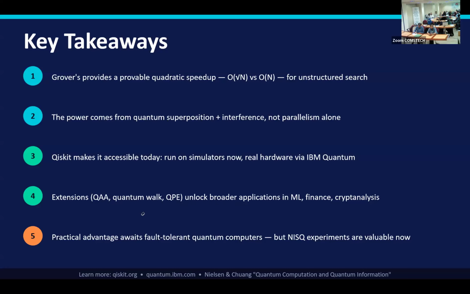Now the extension can be in many directions, as we have already talked about. There can be approximate optimization, quantum walk, quantum phase estimation, and stuff like that. People are really working hard on them. You can see them, you can check on them. But it has other applications in machine learning, finance, cryptanalysis, and all. So the practical advantage awaits a fault-tolerant quantum computer, but niche experiments are valuable now.